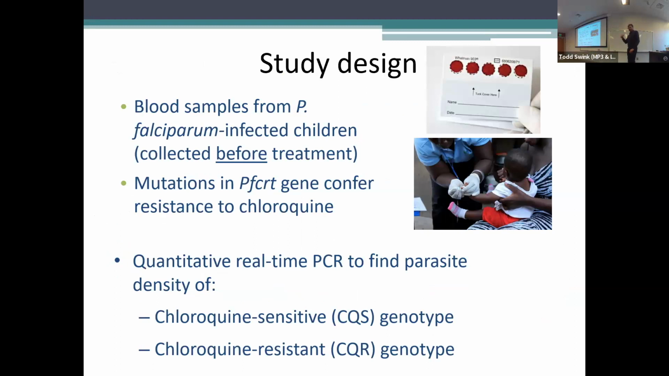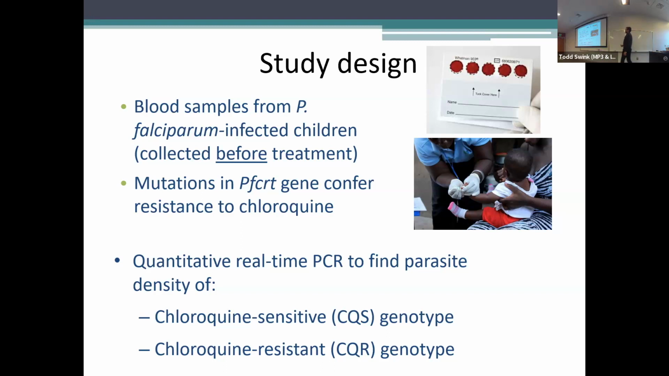So after I moved to monarch butterflies and then came to Emory, I was still interested in malaria, but I wanted to study human malaria. It's way harder than mouse malaria, but also more relevant in some ways. So this is when we started a collaboration with Kumar and the CDC. We had blood samples from infected children that were collected before treatment. And then we looked specifically at mutations in the PfCRT gene, which is involved in resistance to chloroquine. And we used quantitative real-time PCR to look at the density of the resistant and the sensitive strains.